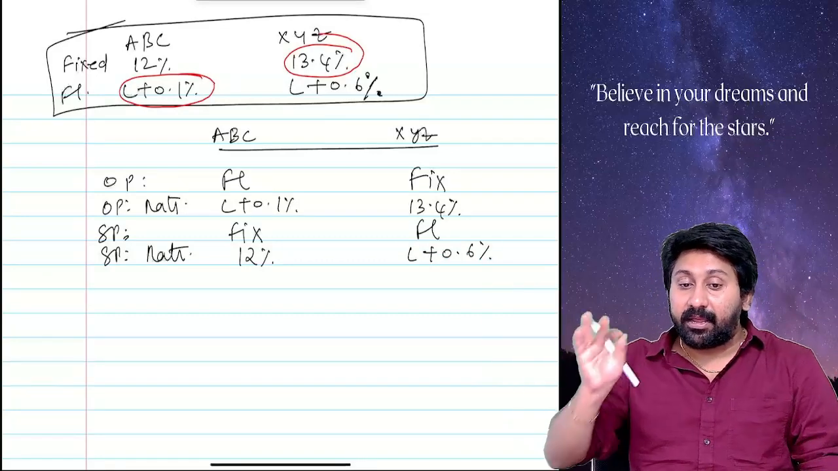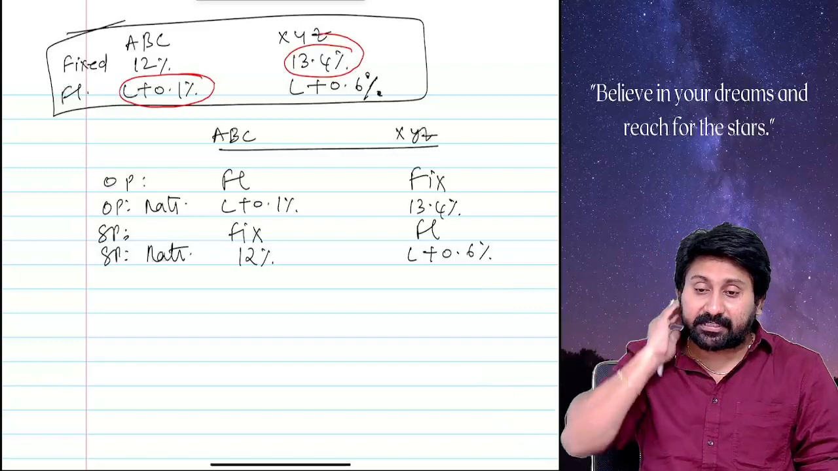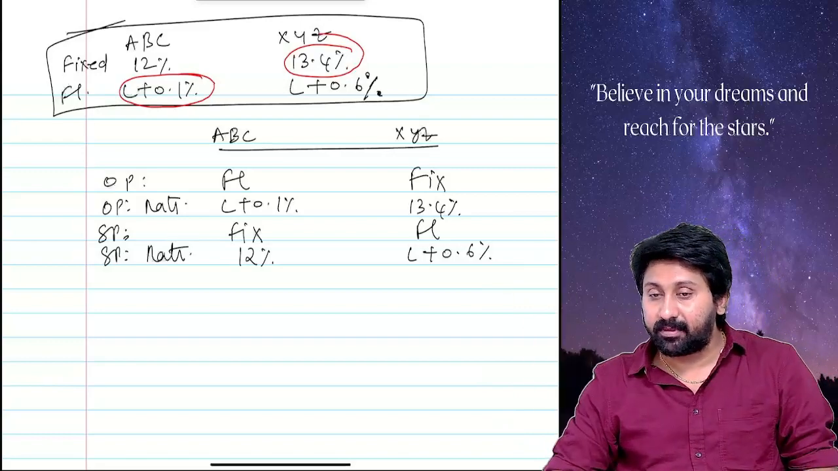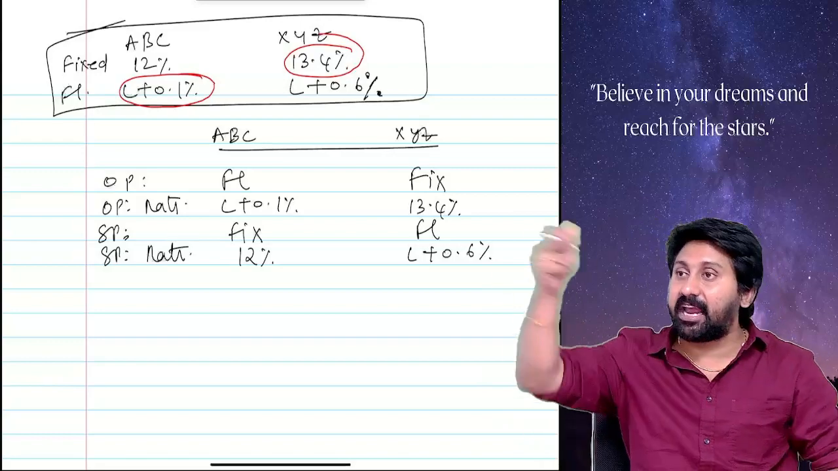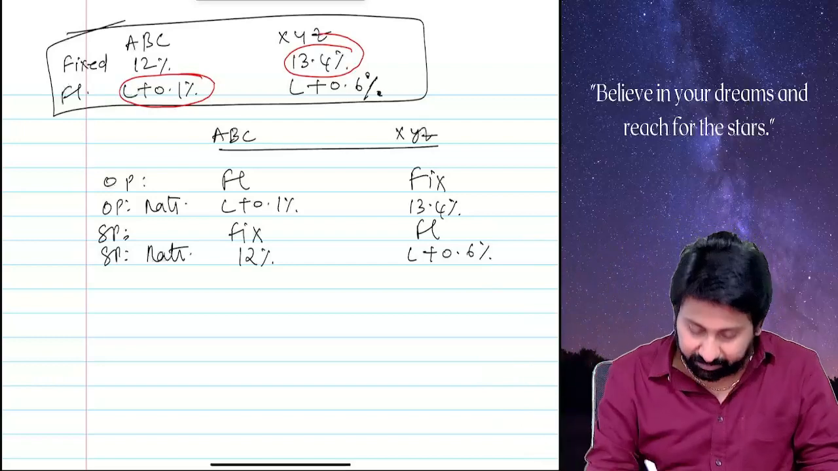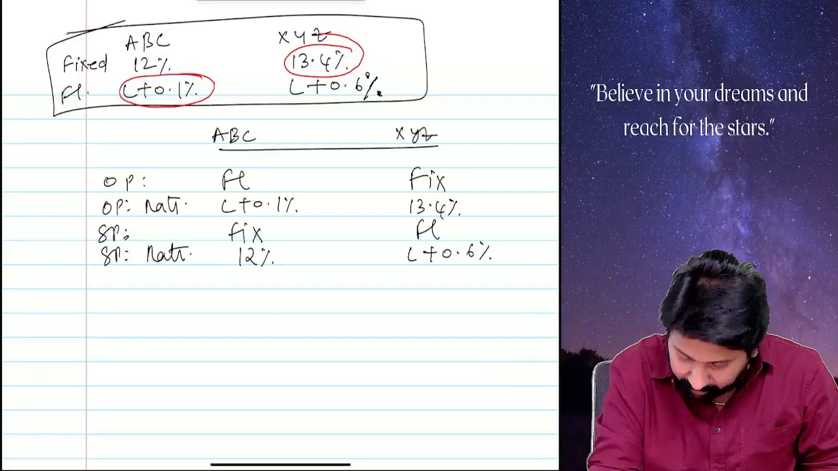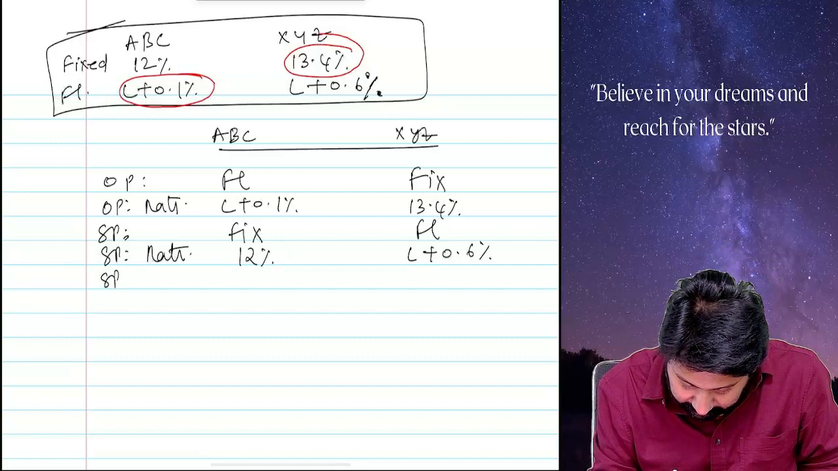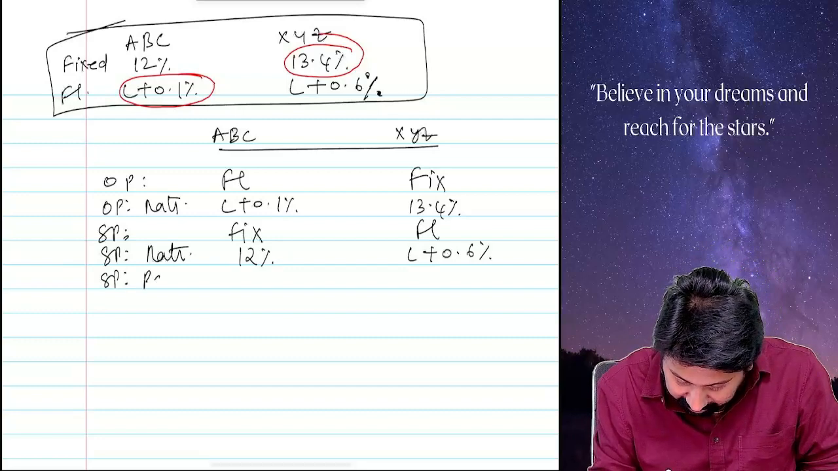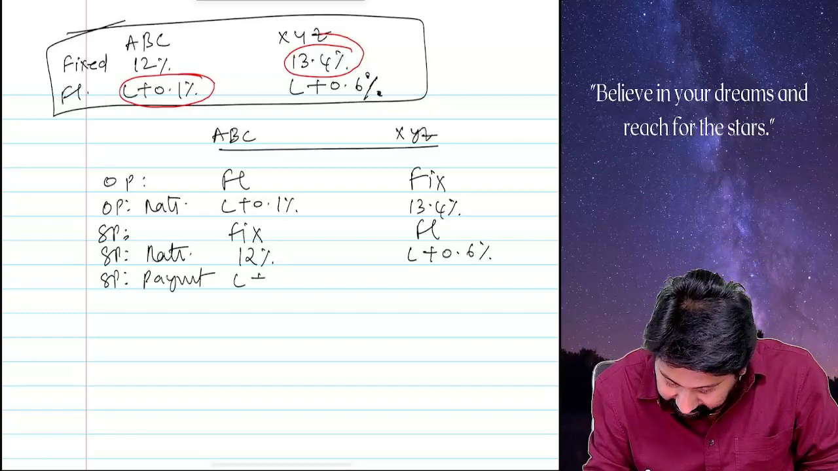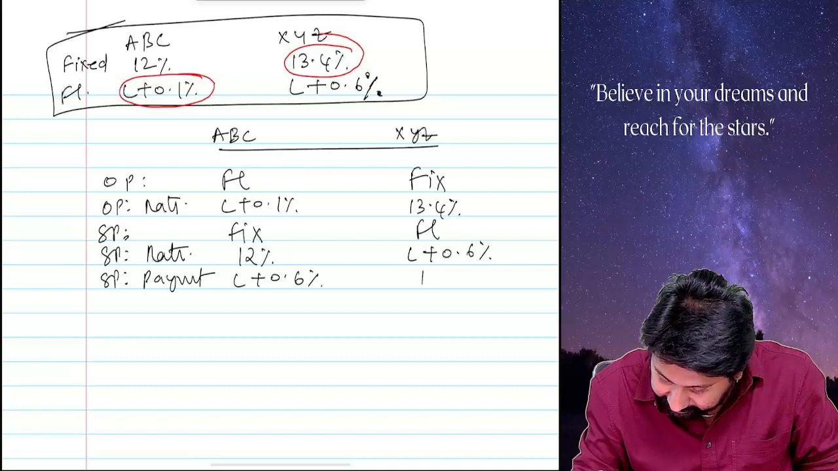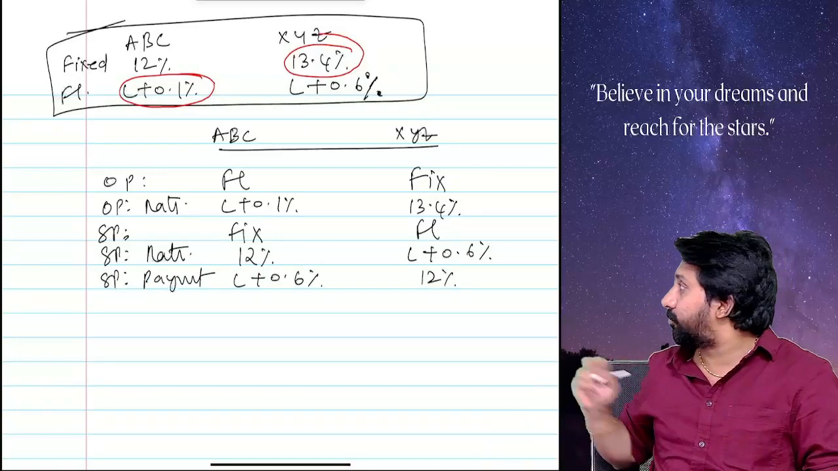Now tell me, ABC's 12% will be paid by whom? XYZ. XYZ's LIBOR plus 0.6 will be paid by whom? ABC. So technically, these are the swap payments. Tell me how much I will pay? LIBOR plus 0.6 and 12%. Understood up to here clearly?